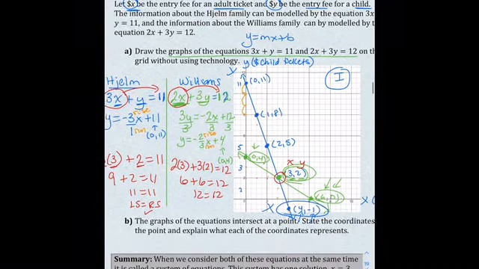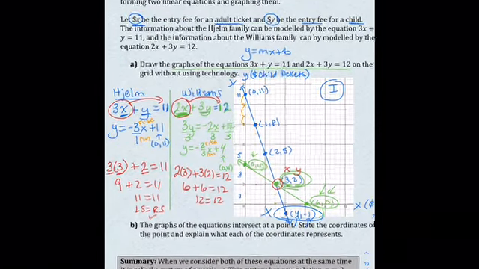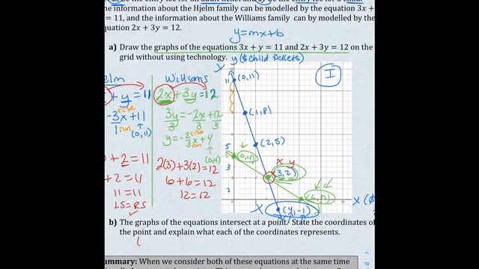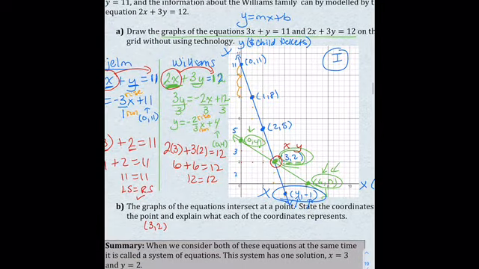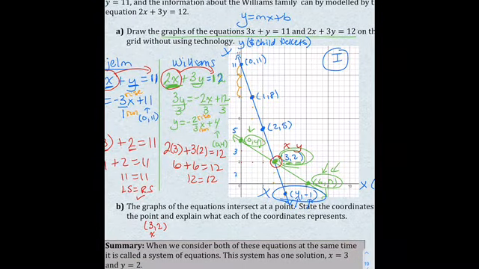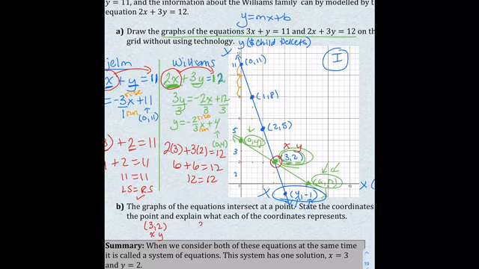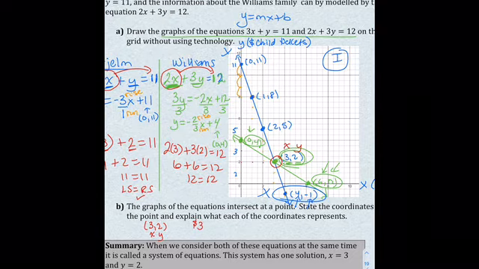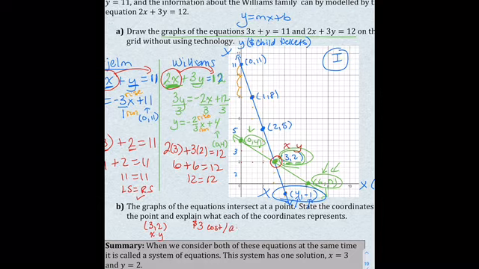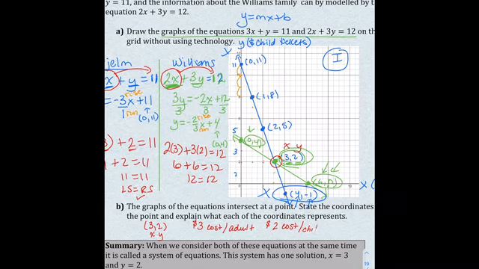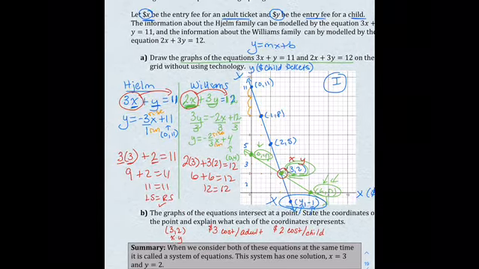Okay, so the graphs of the equations intersect at a point. What are the coordinates of the point? The coordinates of that point are 3, 2, and it says explain what each of the coordinates represent. 3 is x, that is y. $3 is the cost per adult, and $2 is the cost per child. Okay, so hopefully that makes sense.